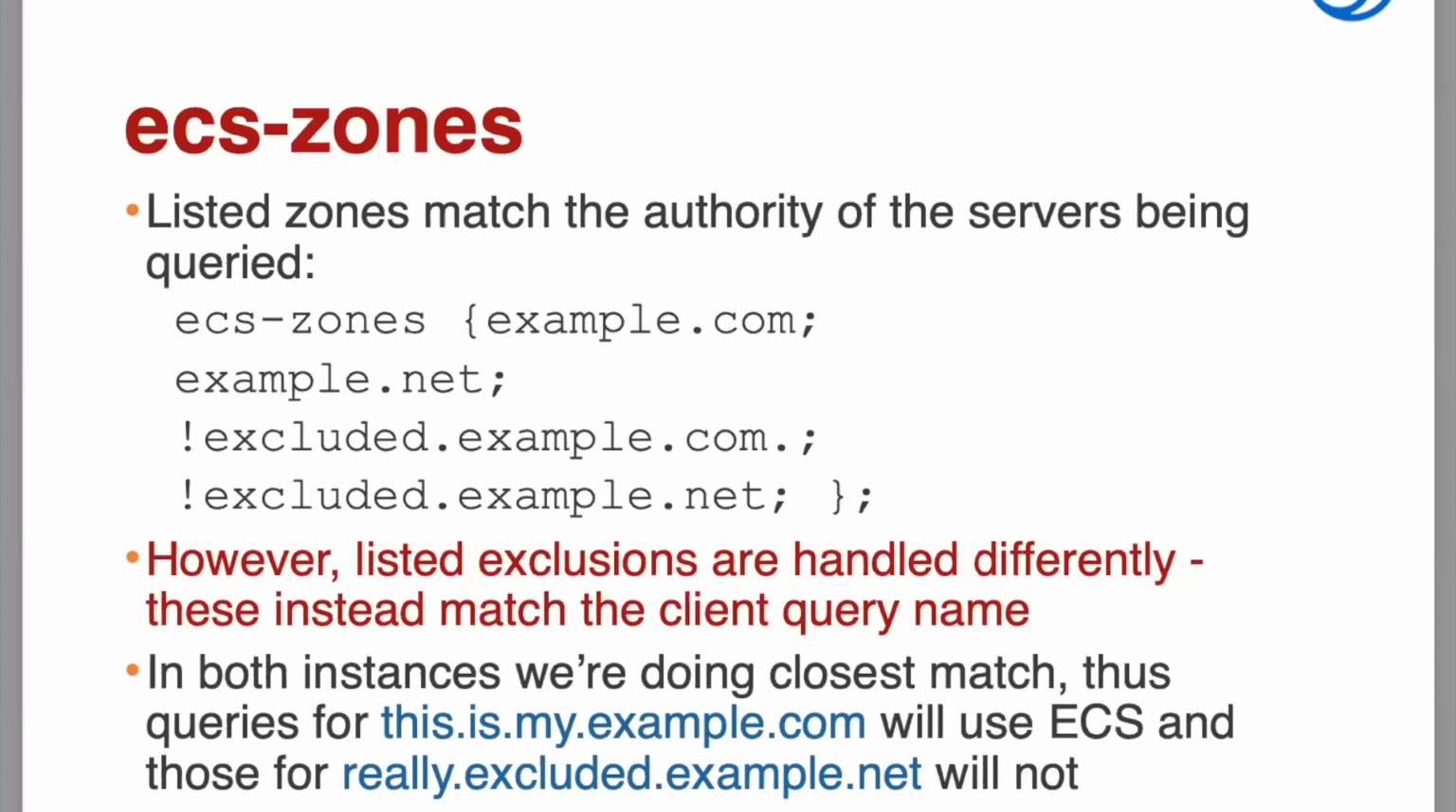However, the exclusions are actually handled differently. So send to these zones applies to the name servers, or the authority of the name servers, that you're querying. But the don't send ECS is a match against the query name itself. And I've given you another example below, so let me move on.